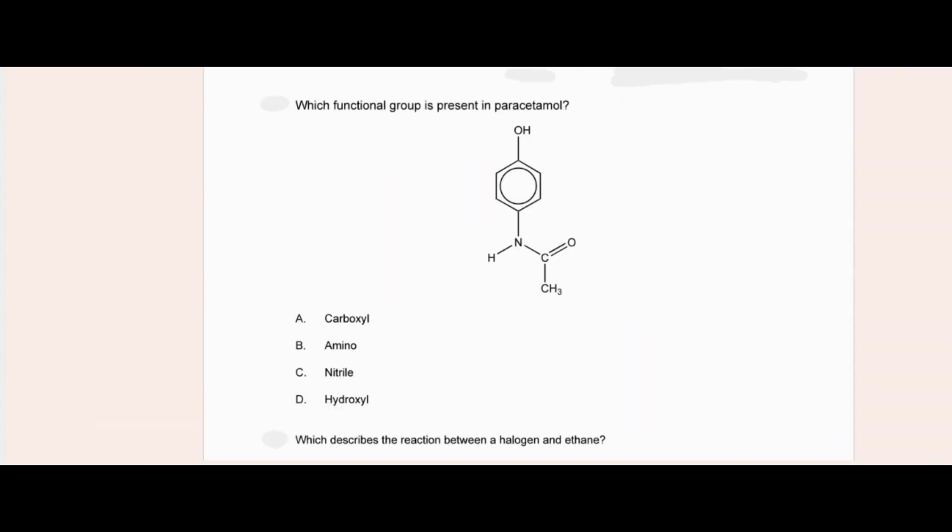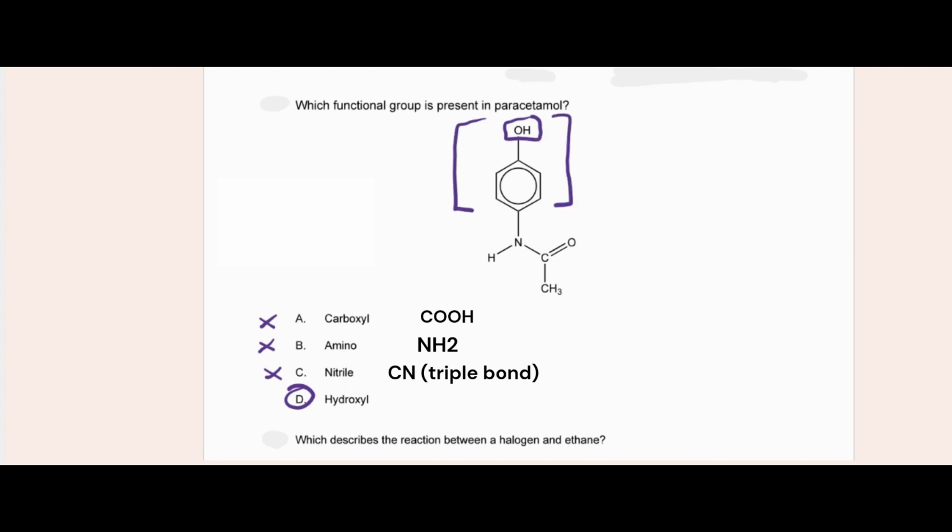Which functional group is present in paracetamol? Carboxyl. Well, that's COOH. We haven't got that. Amino, we haven't got that. Nitrile, no, but we do have a hydroxyl right here. It could be said that this is a phenol. So if you ever get a phenol option, that's a hydroxyl attached to a benzene ring. But that's not an option, so it'll have to be D.